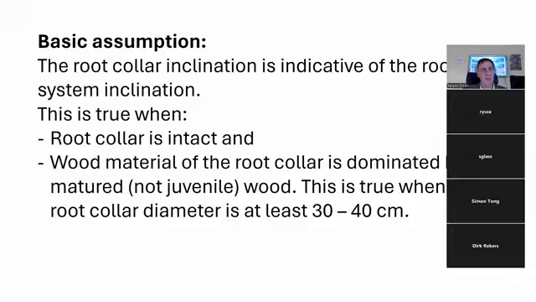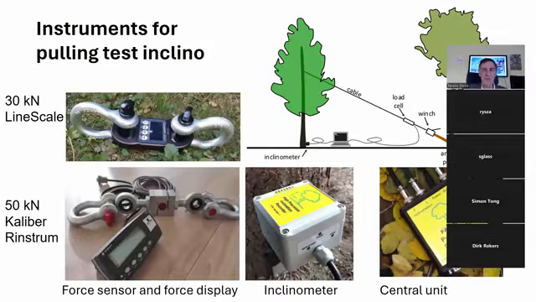This is true when the root collar is intact and the wood material of the root collar is dominated by matured wood, I mean not juvenile. Juvenile wood has a high flexibility, and that's why we don't recommend testing young trees, because in that case you will measure the root inclination plus the deformation of the root collar. So when the diameter is over 30, or even over 40 centimeter, definitely the cross-section is dominated by matured wood.